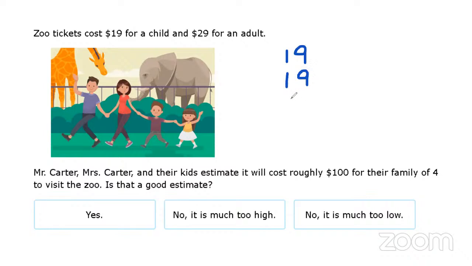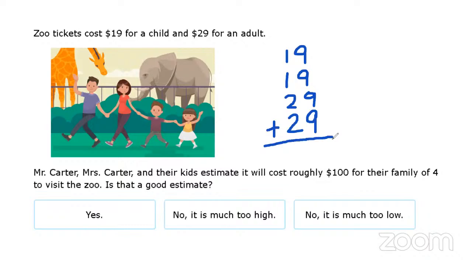$29 for the adult, and it's 2 adults. 29 for Mr. Carter, 29 for Miss Carter. Now, let's look at it from this angle. We could first go ahead and add all 4 of these. That is one way to think of it. And whatever answer we get, we see if it's roughly $100.